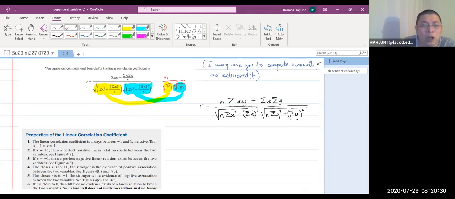In this formula for R, it's all observational variables. These numbers X and Y that we have here all come from observations, just like the way we compute our sample variance, S squared.